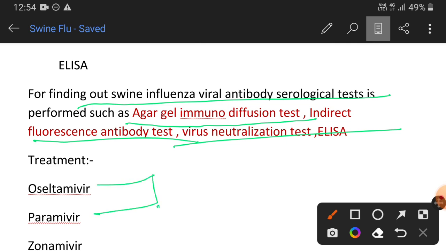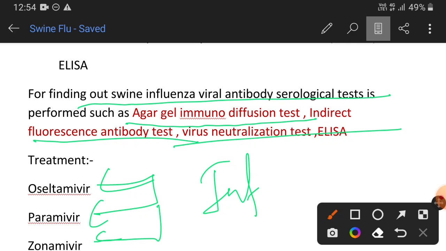Treatment: oseltamivir, peramivir, zanamivir, and that is usual, right? Because here we are talking about influenza A, so we will also use those types of inhibitors that have the ability to inhibit your neuraminidase tetramer, right? So that is the idea.